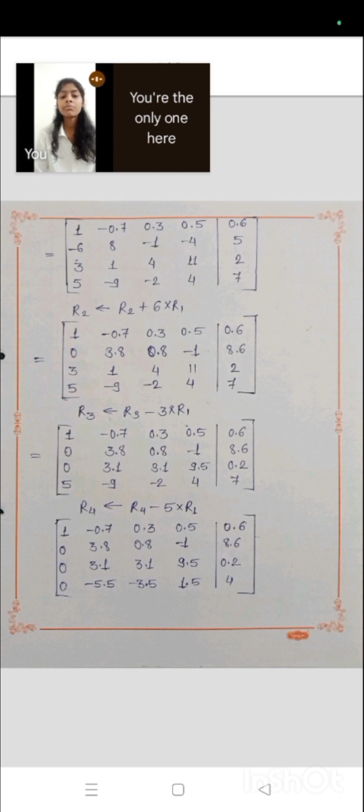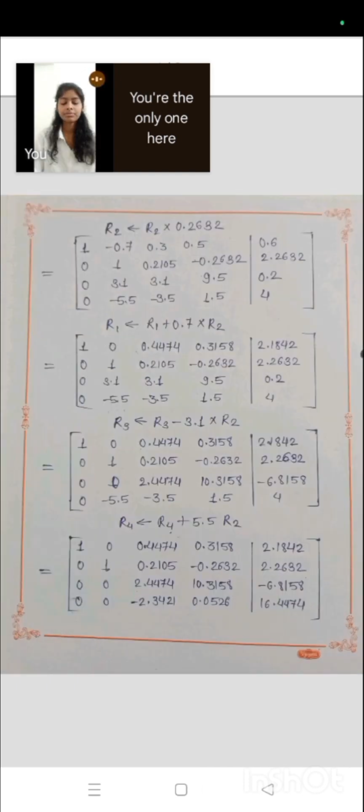R4 value is minus 2 and R1 value is minus 0.3. So we solve this equation and the answer will be 1.5. And again we put the operation in. So the value is 7 minus 5 into R1 value is 0.6. So we will get the value 4.